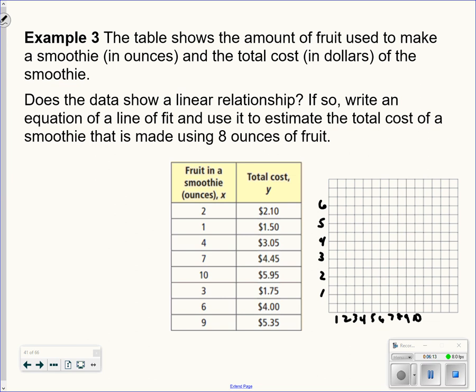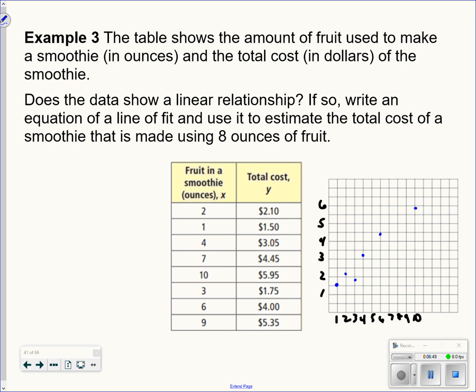So now we're going to graph these points as best we can. So again, just be close. 2, 210. 1, 150. 4, 305. 7, 445. 10, 595. 3, 170. Whoops, 175. I'm going to have to erase that one because I was off there.